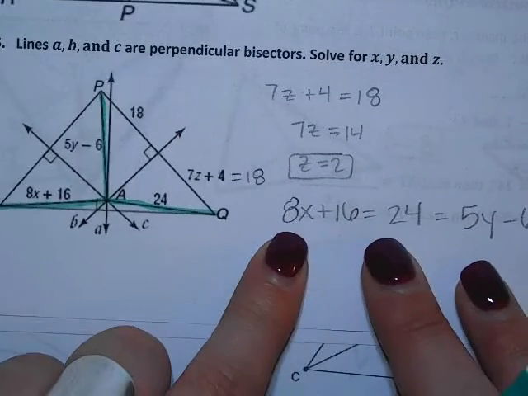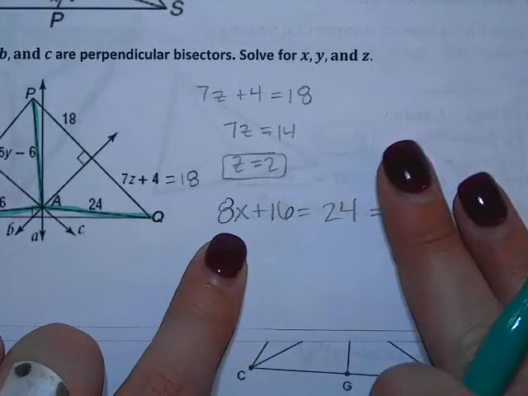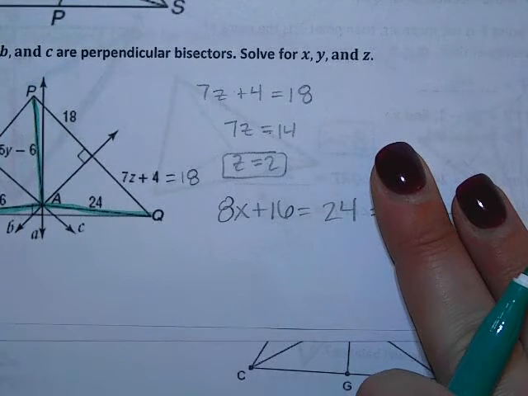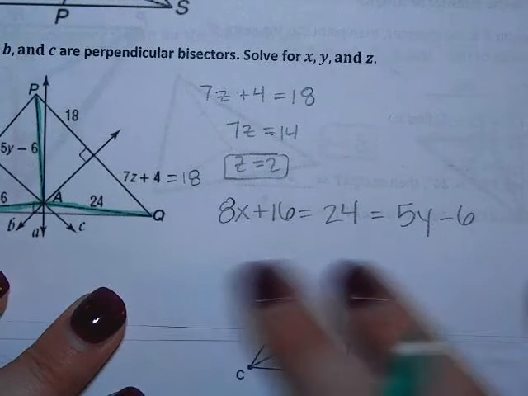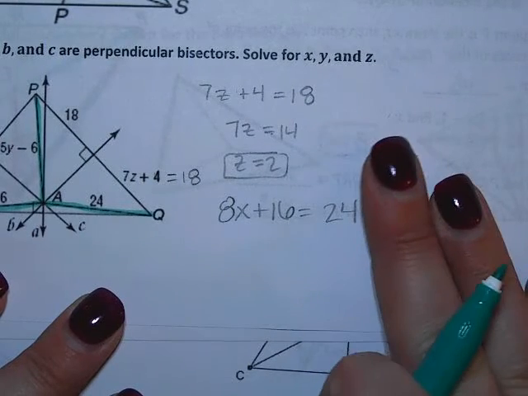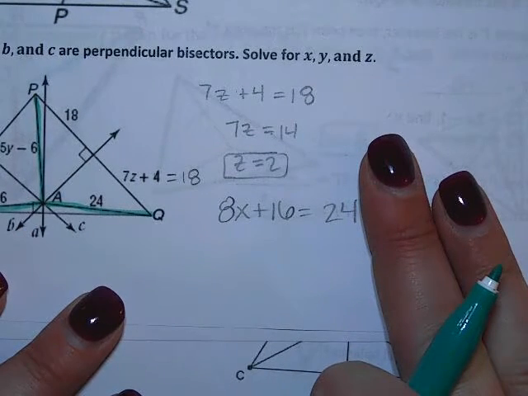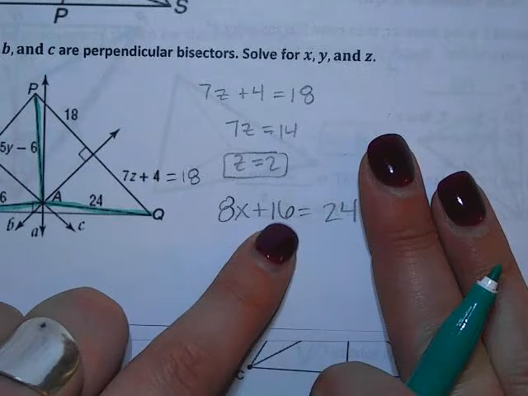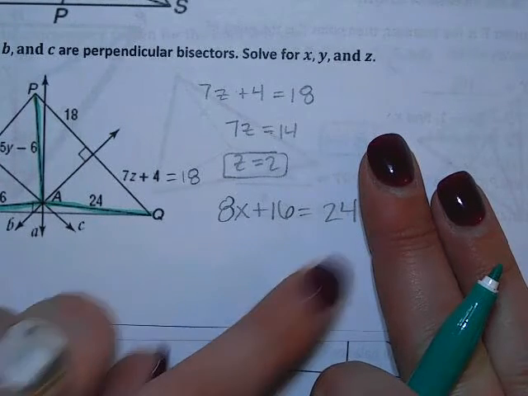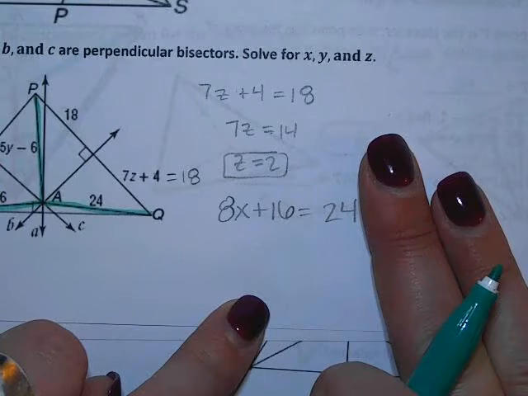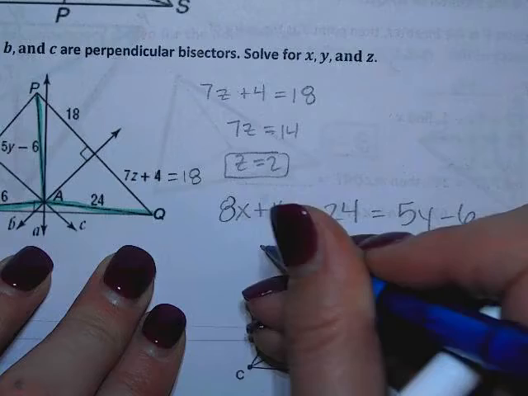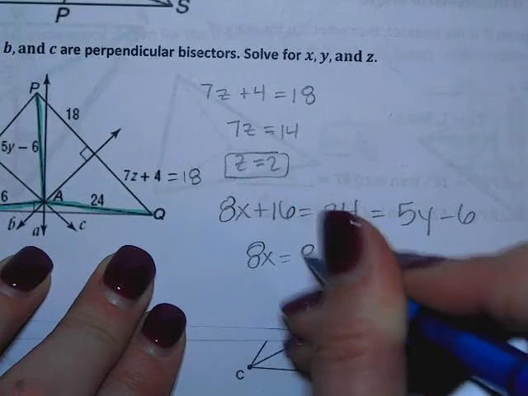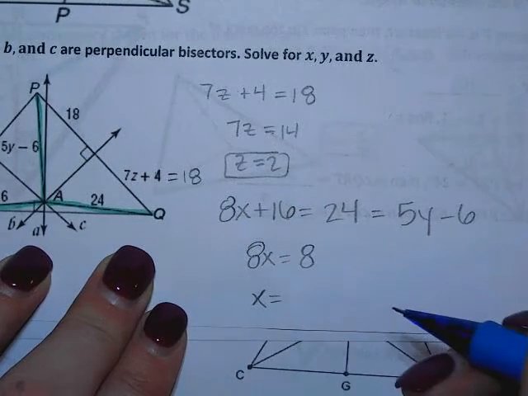So I'll go ahead and look. I'm going to ignore that for a second. So what do I get first? All three of these are equal, so I just wrote that all three of them are equal, but I'm going to cover this up. So what should I do first? Subtract the 16 over, so I get 8x equals 8. And so x equals 1.